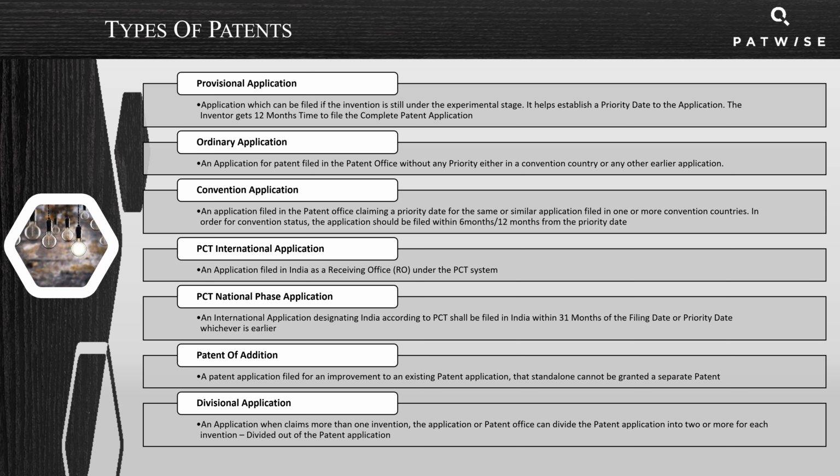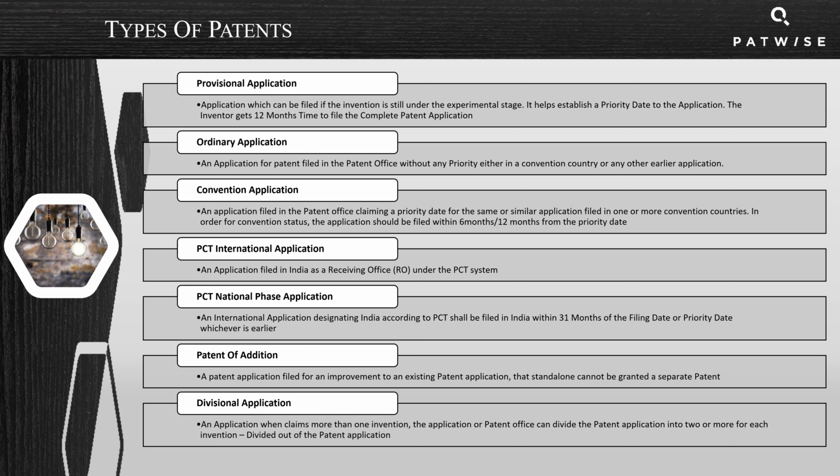Ordinary application. An ordinary application is an application which is first filed in India without claiming any priority application, which means it is the first application filed in India wherein a similar application is not filed in any other country. A convention application is an application filed in the patent office claiming a previously filed priority application in some other country, and a convention application should be filed within 12 months from the first filed application.